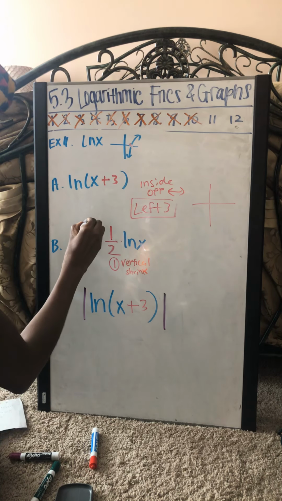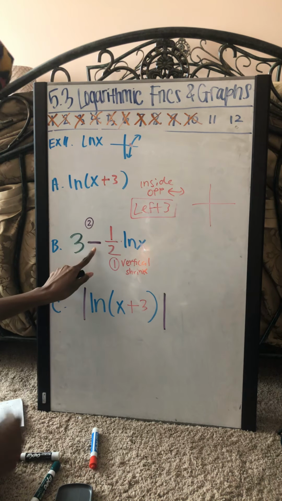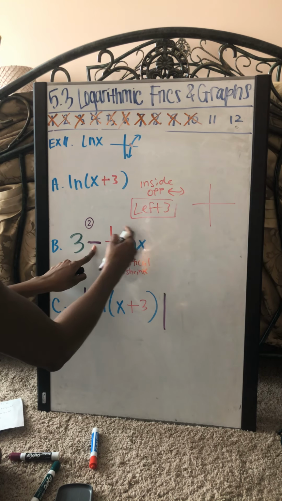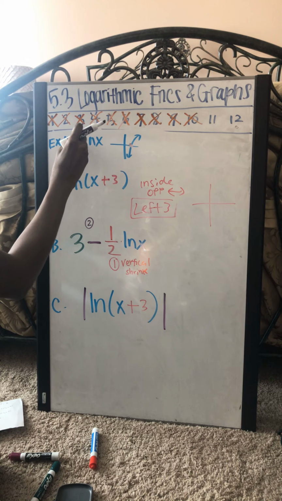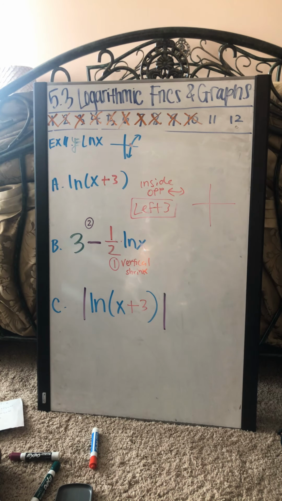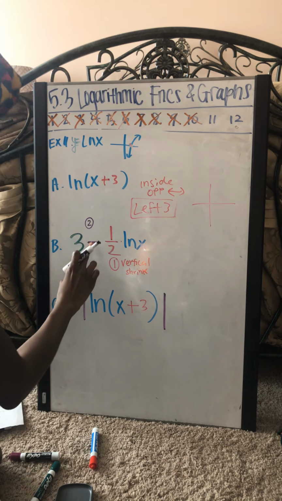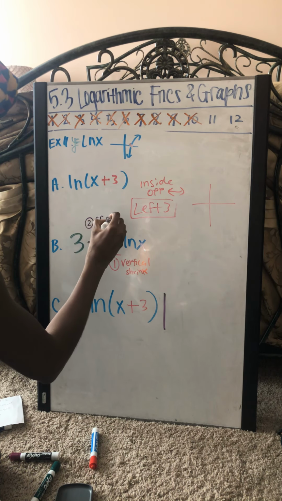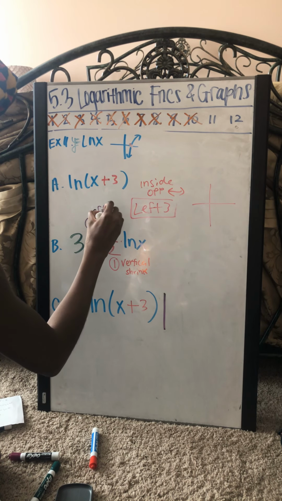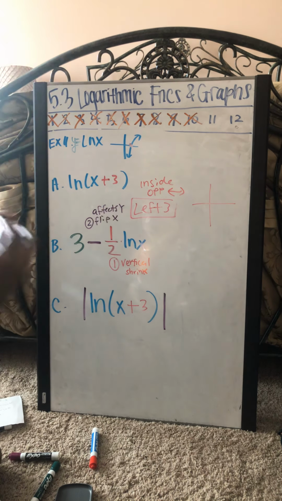And then next we have this negative. This negative right here is connected to the y. Remember, our y is our function, okay? So this ln x is our y. That's our function. So this is affecting our entire y. So that means we flip over our x. Remember that? So if it affects y, you flip x.